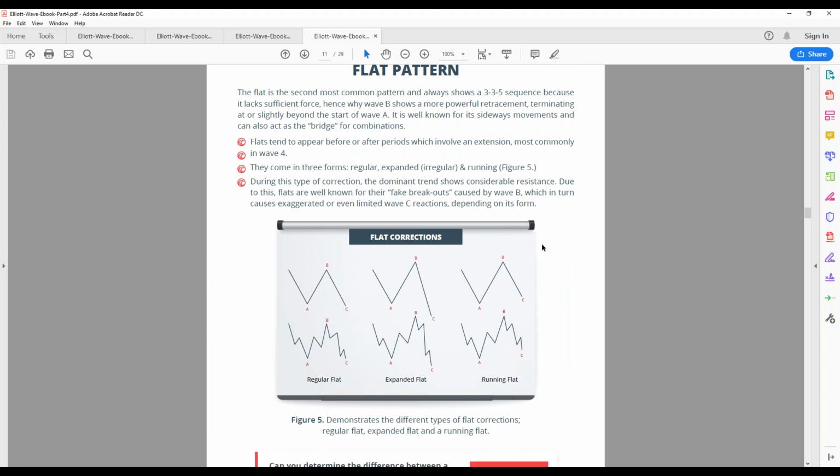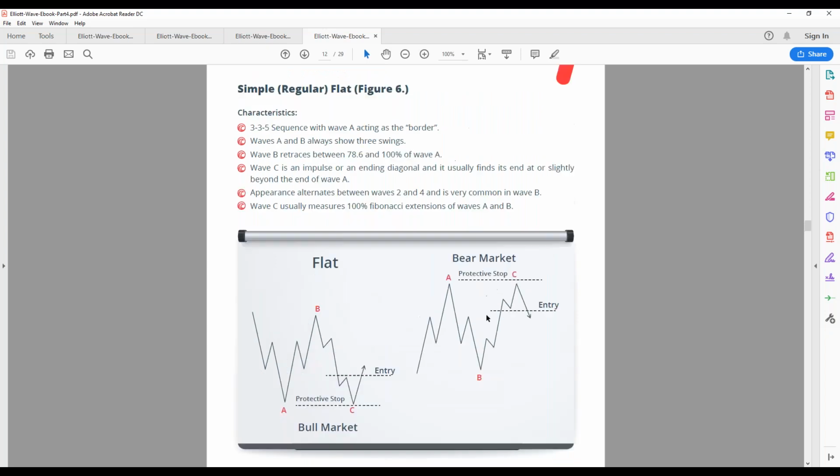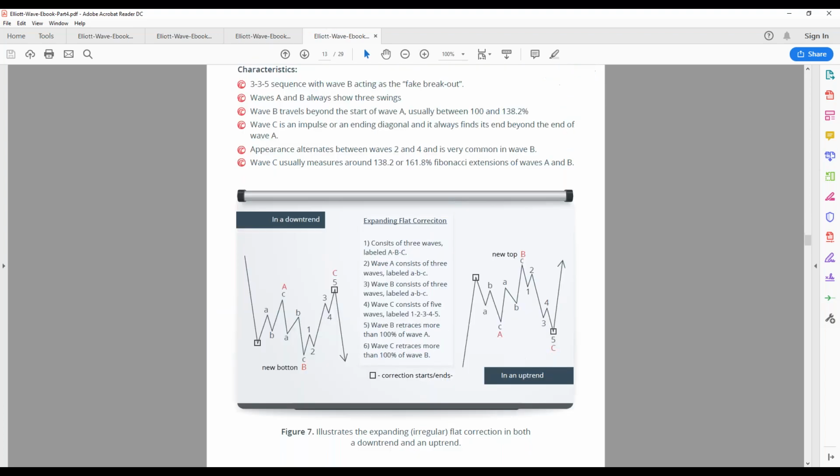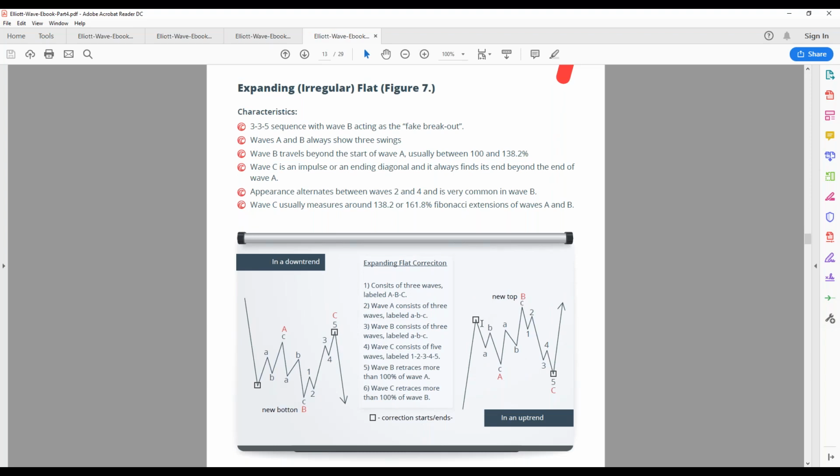So next we have the flat, also a bridge for combinations, for double threes, triple threes, etc. And further on expanding, because these flats come in three forms: simple, expanding, and running flats. They are very common. If you ask me, it's the most common structure that I've seen. A zigzag is like a zigzag. I would only look for it in a wave 2, very rarely in a wave B. However, these structures appear in specific waves, right?